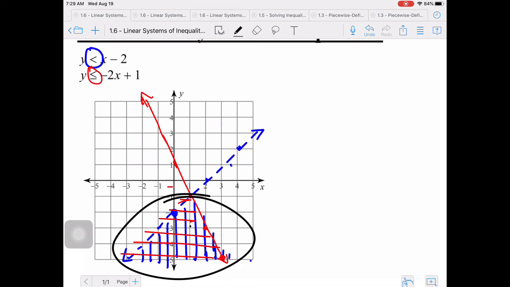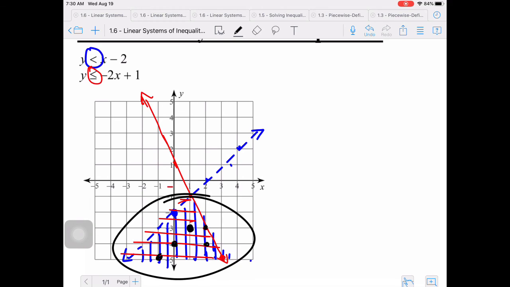So to give you an example, 1 comma negative 3 is on that shaded region, so it is one of the solutions of that system. And this system has many solutions. So for instance, 0 comma negative 4 is also a solution. Negative 1 comma negative 5 is a solution. 2 comma negative 4 is a solution. 2 comma negative 3 is a solution because it's exactly on that solid line.